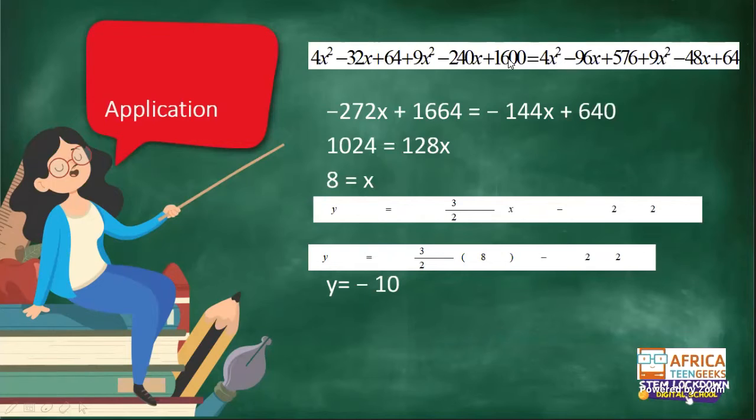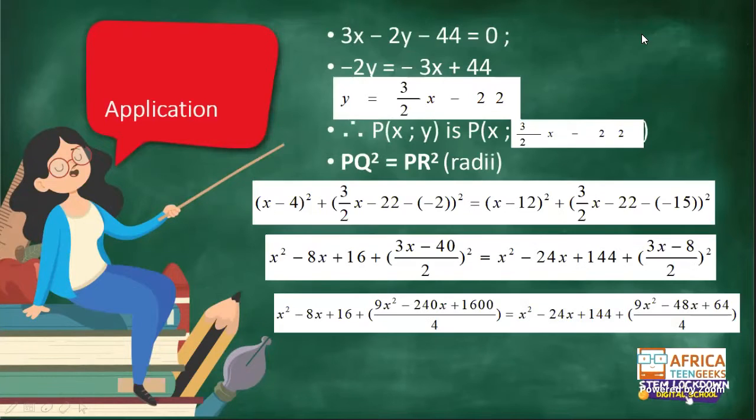So by grouping the like terms together and reducing, you're going to see that you'll have 4x squared minus 32x plus 64 plus 9x squared minus 240x plus 1,600. So here, what I've just made here, if we go to the previous slides, you're going to see that what we just made here is just to multiply the whole of the left-hand side by 4, and also to multiply the whole of the right-hand side by 4, and then we can easily simplify or cancel the 4.